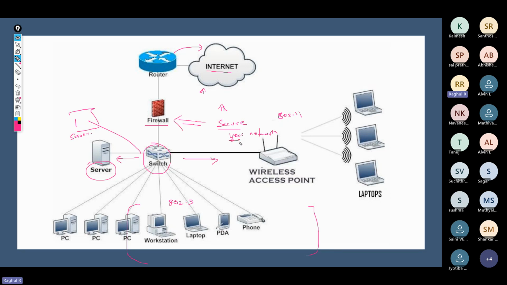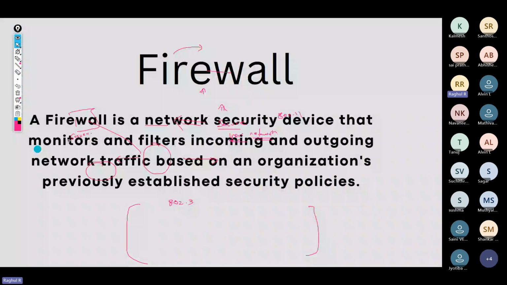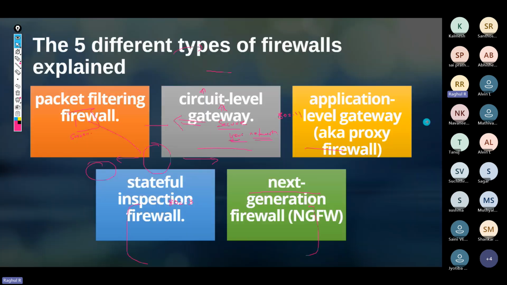Okay, so let me explain about the firewall first. We have some theory. A firewall is a network security device that monitors and filters the network traffic, basically incoming and outgoing, based on the organization's previously established security policies. So here we have something called a policy.